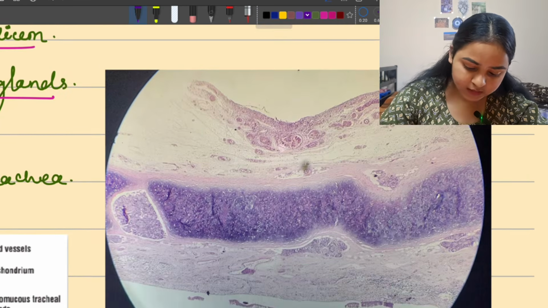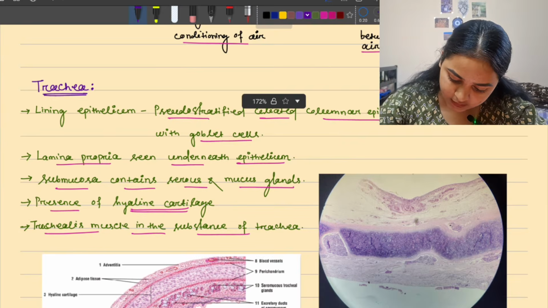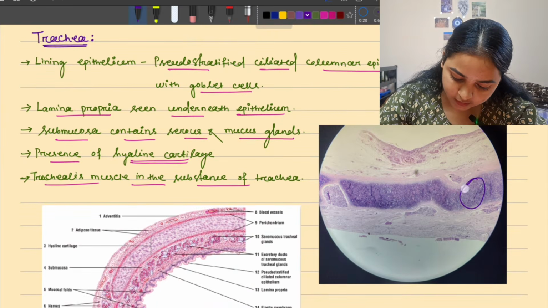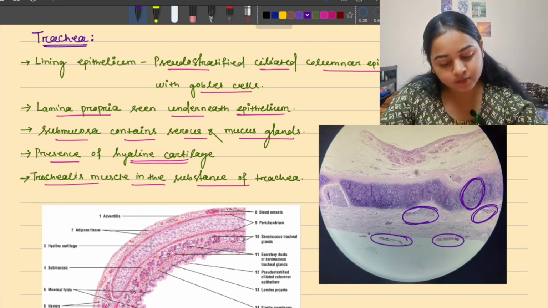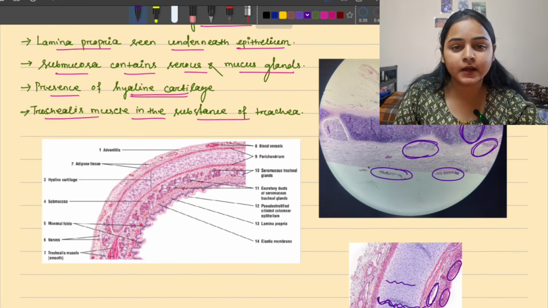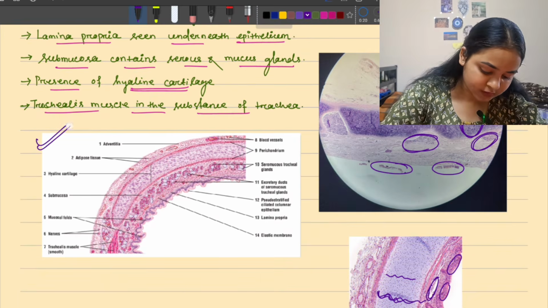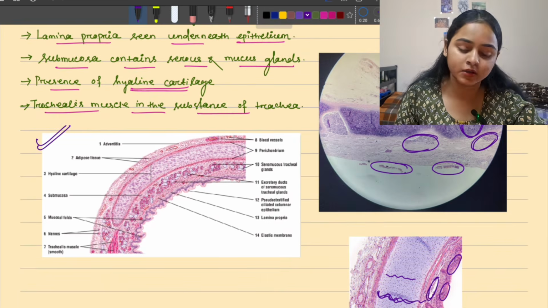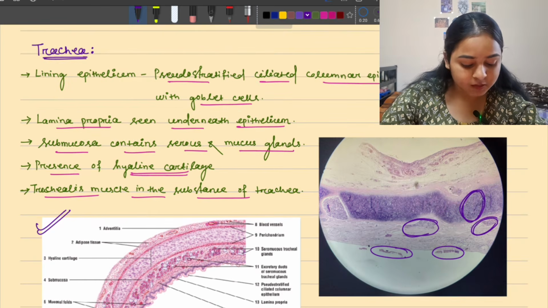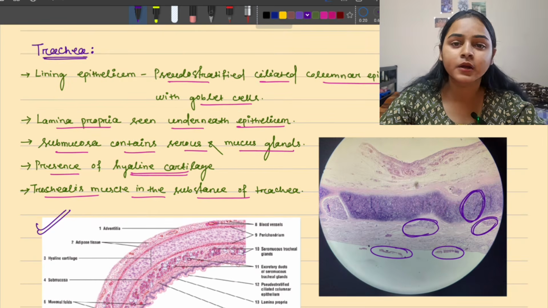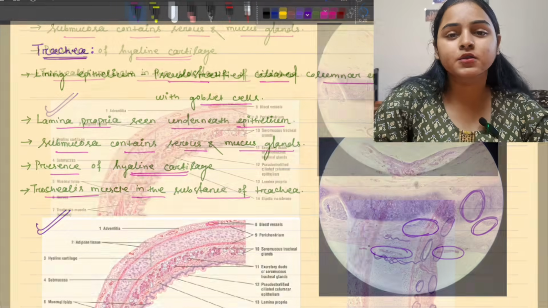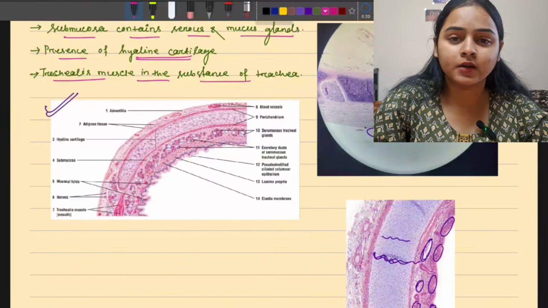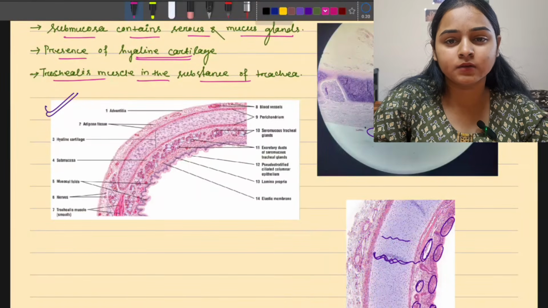Okay, so this is the original slide picture. You can also identify here the basophilic matrix. This is the pseudostratified ciliated columnar epithelium, and these are the glands present in the lamina propria. So you can now easily identify the slide of trachea, and this is the picture from the diffuse atlas which you have to draw in your practical manual. So the most important characteristic features that you have to remember are pseudostratified ciliated columnar epithelium and the presence of hyaline cartilage. So this is everything we have to discuss about the slide of trachea. Now you can easily identify the slide of trachea.